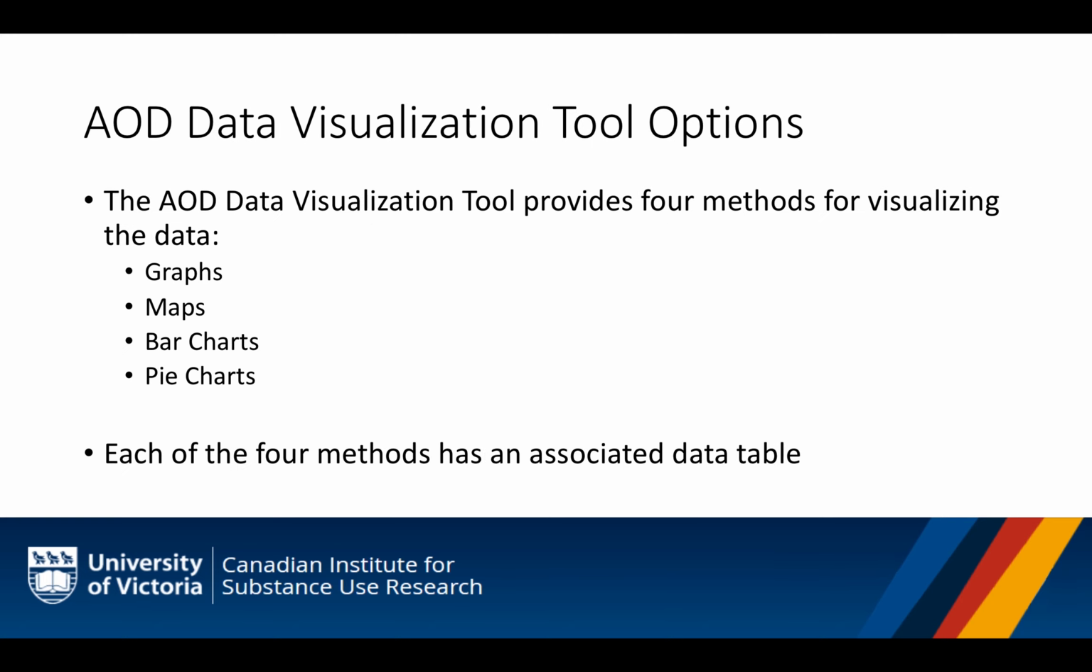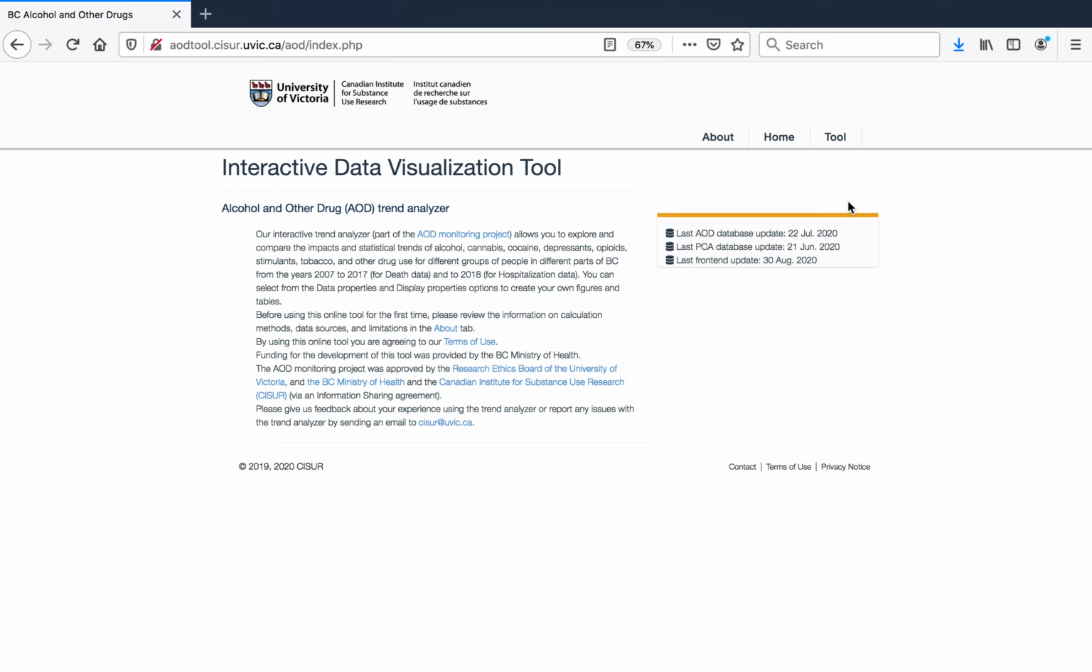The AOD tool provides 4 methods by which we can visualize the data. The 4 methods are graphs, maps, bar charts, and pie charts. With each of these visualization methods, there is also an associated data table. To access the AOD tool, go to the web address shown in the browser window and click on the Tool tab.